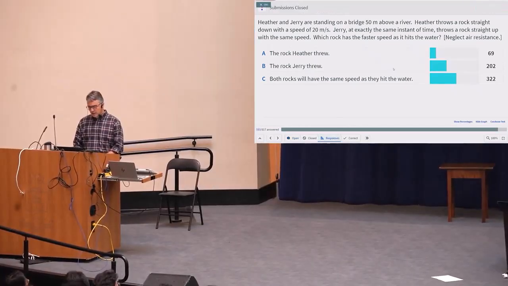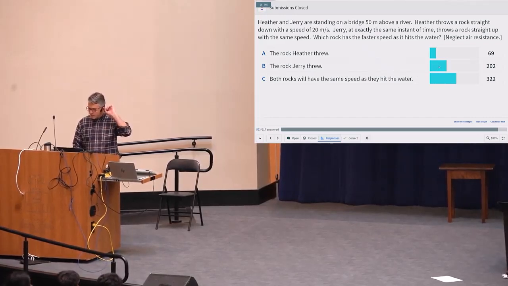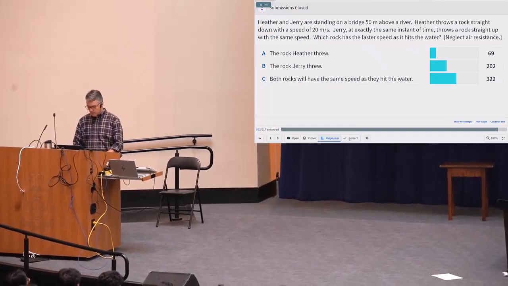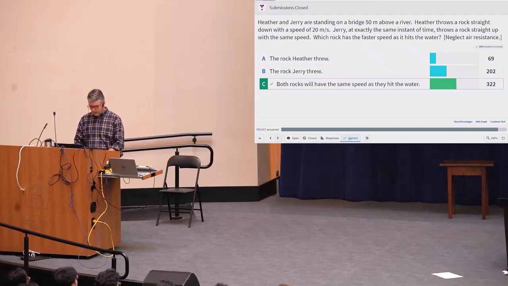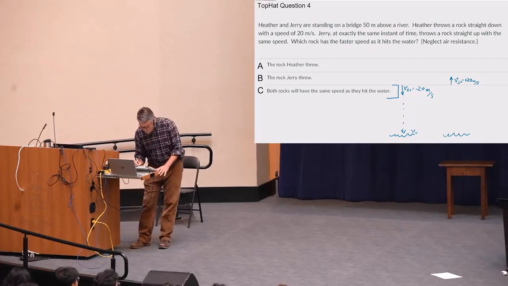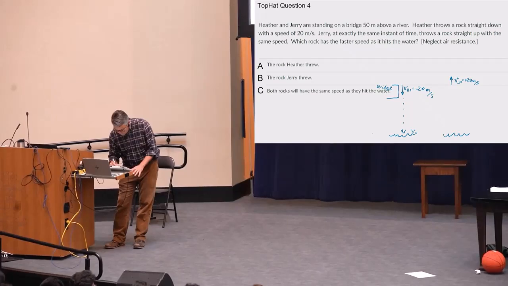Survey says that there's a slight preference. So Jerry's rock, which went up and down, got a lot of votes, more than Heather's. But the response that I like, if you neglect air resistance, is C. And let me show you some of my reasoning here. Certainly, this is the bridge, and down here is the water, right?